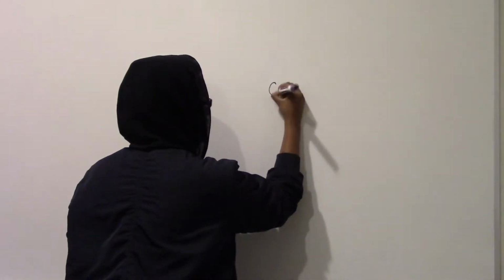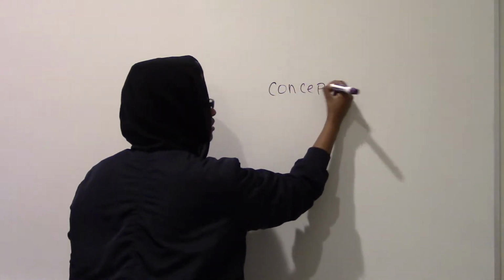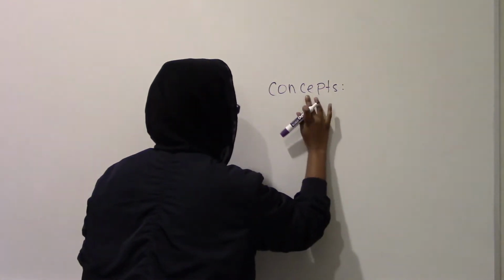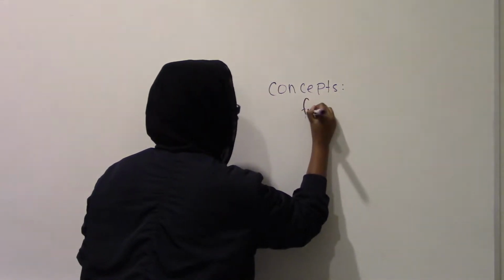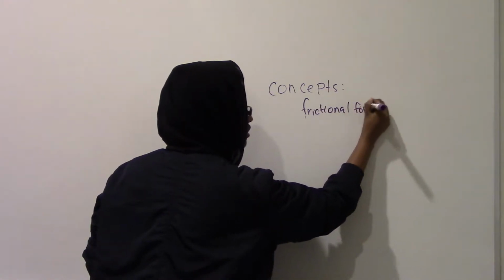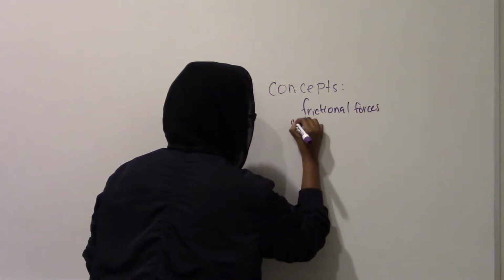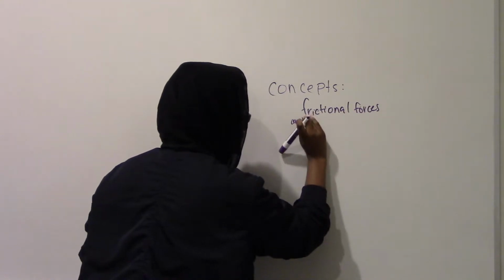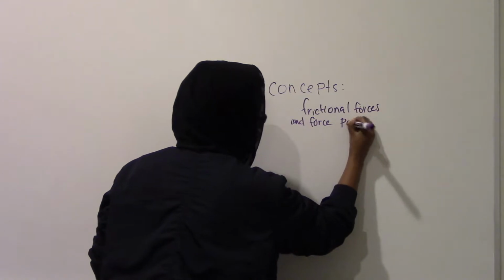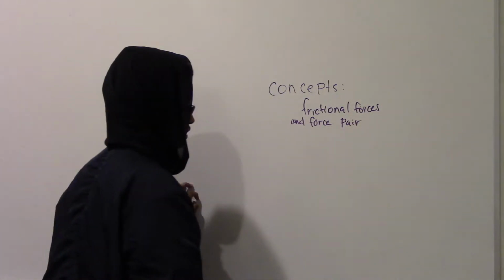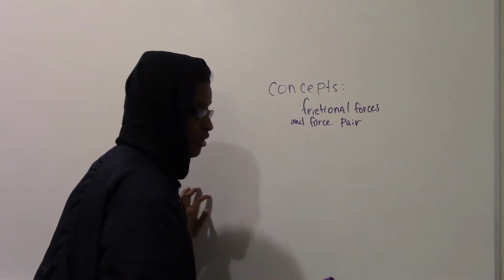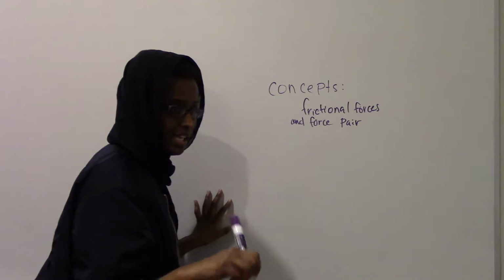So we're going to say concept. Say it's frictional forces, and force pairs. These are two concepts that this problem focuses on. Okay, the second step in our problem-solving guideline is to write down all the given information and or any hidden information.